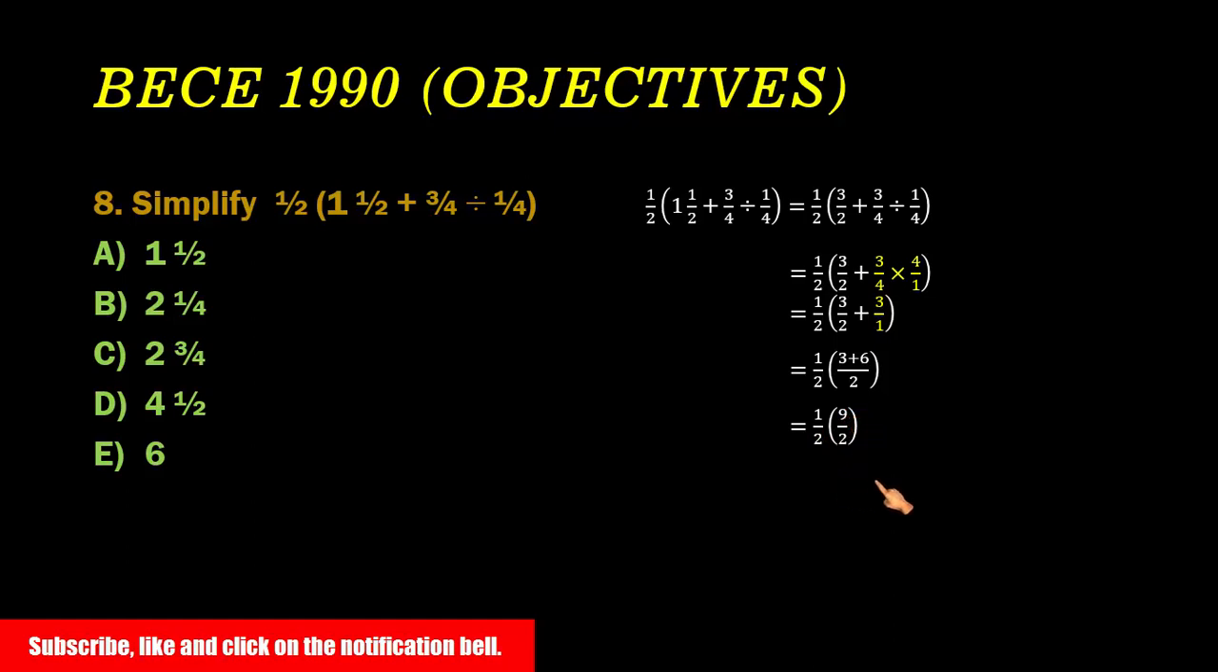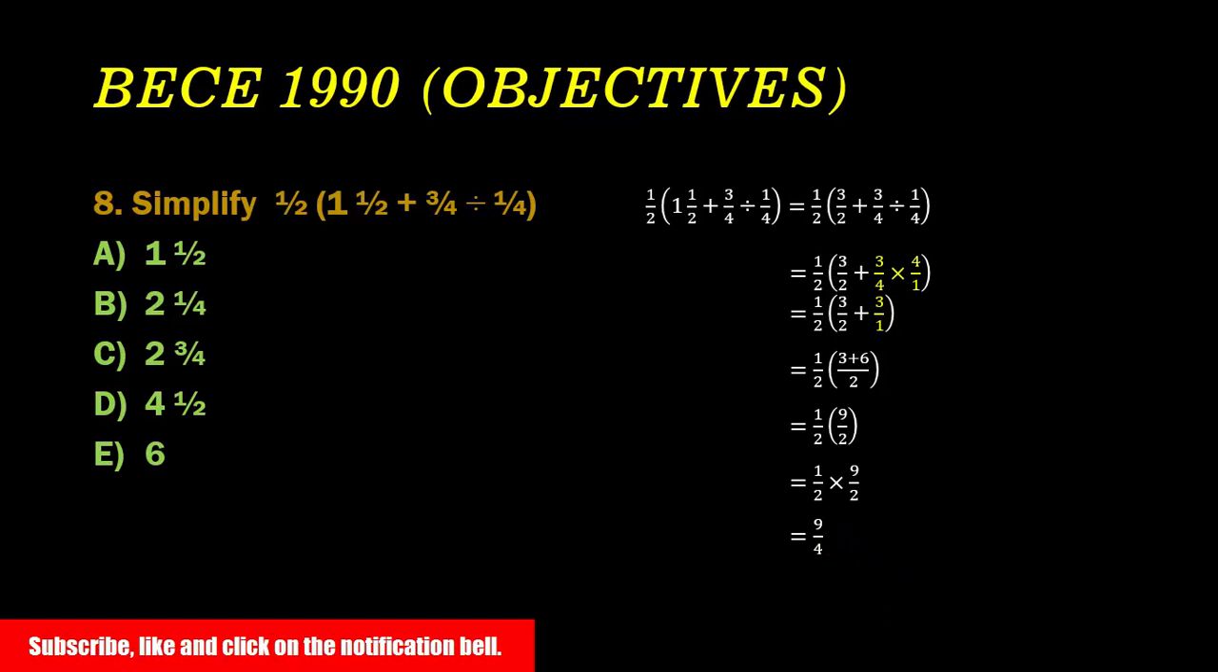Now this is just a simple multiplication problem, and that would eventually simply mean that we multiply half by 9 over 2. And when we do so, per the rules in multiplication, we just multiply the numerators and of course the denominators. So what do you get? 9 over 4. But our options were given as mixed fractions, except the E, which is a whole number. So it is prudent we change this answer here to a mixed fractional representation. So what do we do?